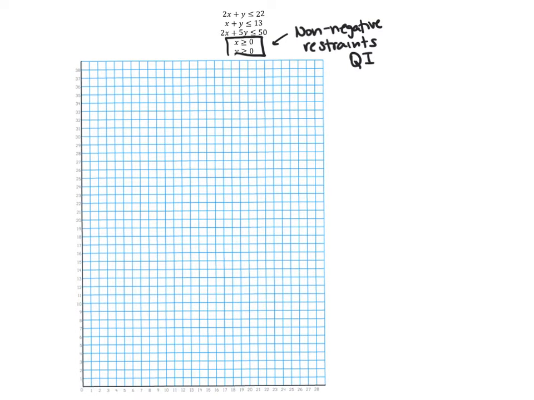So when we graph this, let's graph the first line, which is 2x plus y less than or equal to 22. When I do that, I'm going to get y by itself. So to get y by itself, I'm going to subtract off 2x. So I get y is less than or equal to negative 2x plus 22. To plot that, it's just a y-intercept of 22. The slope says go down 2 over 1. So I'm going to go down 2 over 1.